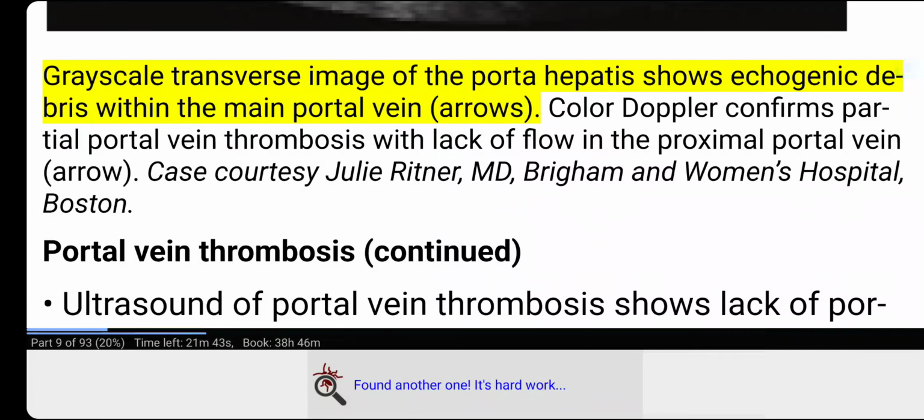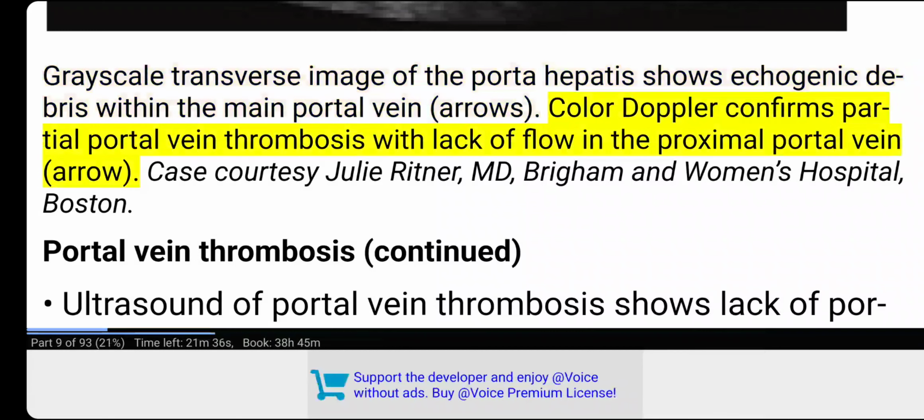Grayscale transverse image of the porta hepatis shows echogenic debris within the main portal vein, arrows. Color Doppler confirms partial portal vein thrombosis with lack of flow in the proximal portal vein, arrow. Case courtesy Julie Rittner, MD, Brigham and Women's Hospital, Boston.